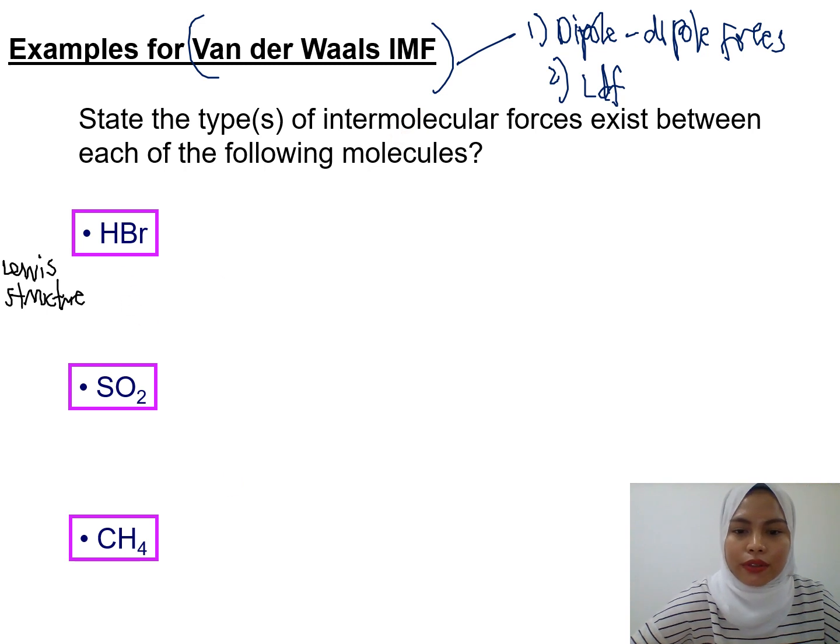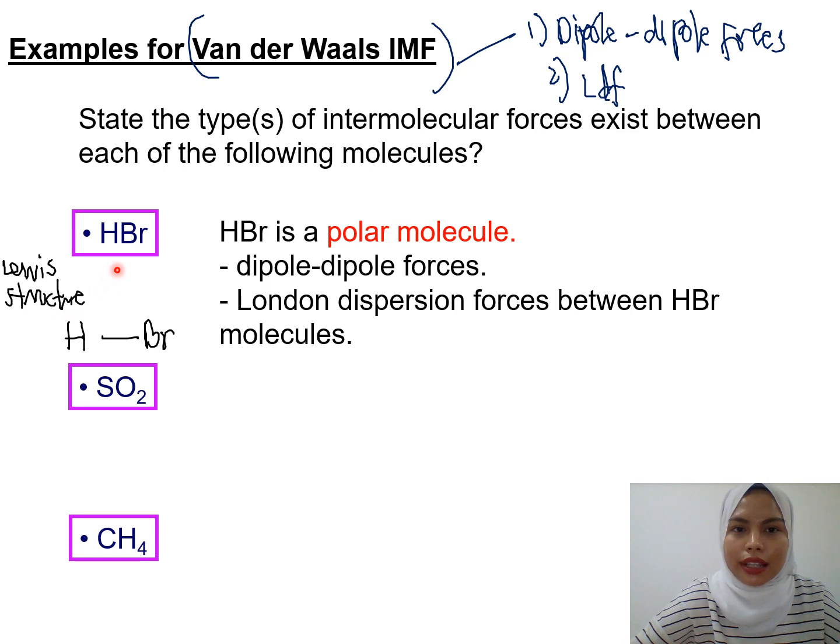Okay, so if you draw the Lewis structure for HBr, you akan tahu it's just a simple molecule di mana dia punya shape dia linear, therefore diorang ada difference in electronegativity. Bila diorang ada difference in electronegativity, therefore HBr is a polar molecule. Kalau polar molecule, dia ada dua jenis van der Waals forces type of IMF, which is dipole-dipole forces and also London dispersion forces.